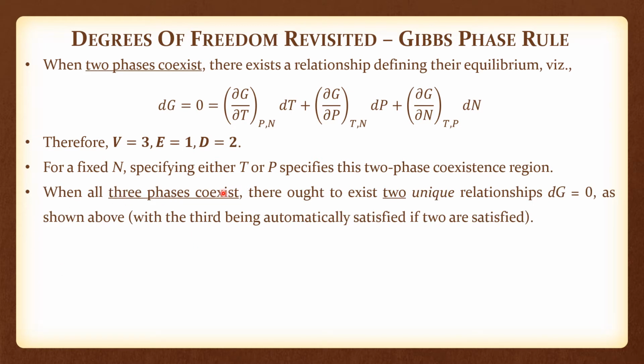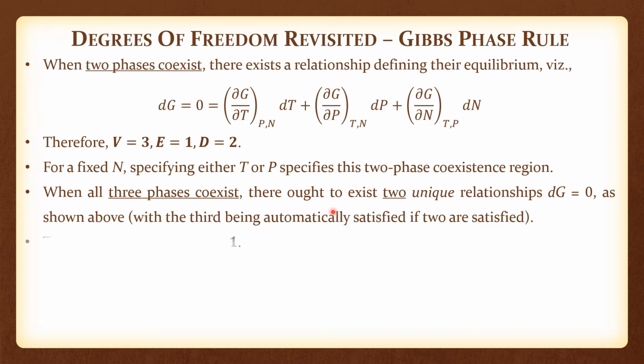Now when all three phases coexist, such as in the case of a triple point, one can write two such unique relationships, dg equal to 0, between the change in the Gibbs free energy of one of the phases, for example a liquid, because of interaction with the solid or because of interaction with the vapor. So there can be two such expressions that can be written. The third one will automatically be satisfied.